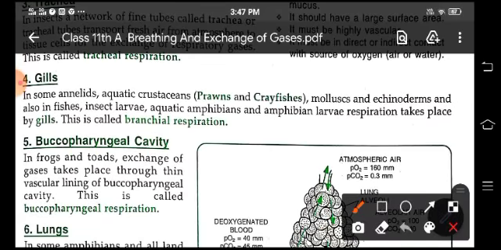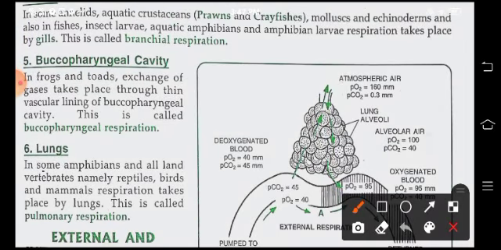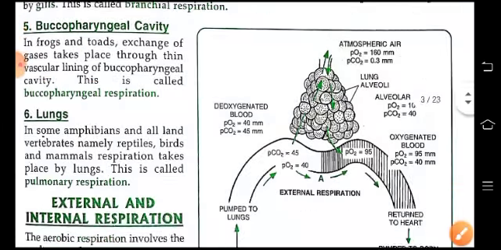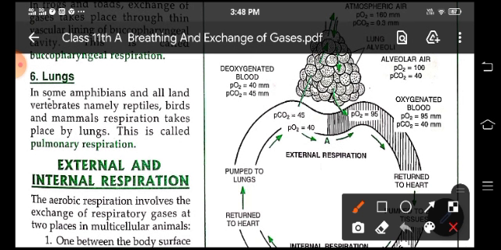Gills. In some annelids, aquatic crustaceans, mollusks and echinoderms, they respire through gills. This is called branchial respiration. Buccopharyngeal cavity. Sometimes in frogs and toads, exchange of gases takes place through the thin vascular lining of the buccopharyngeal cavity. This is called buccopharyngeal respiration. Lungs. In some amphibians and all land vertebrates, usually reptiles, birds and mammals, respiration takes place through lungs. This is called pulmonary respiration.